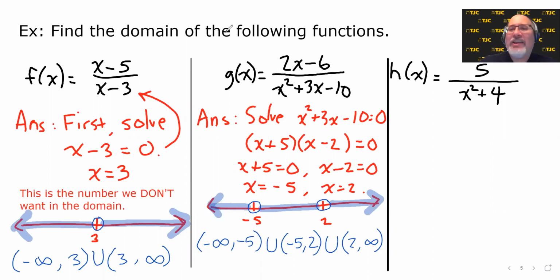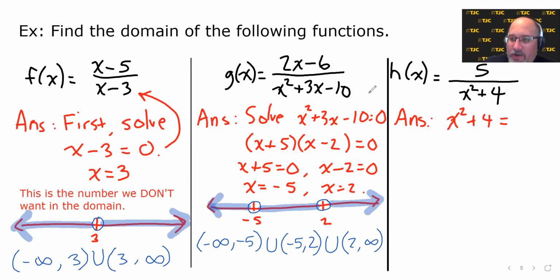All right, let's take a look at this last one before we move on to the next domain issue. H of x equals 5 over x squared plus 4. Well, it's a rational function, one polynomial over another. And yes, a number like 5 by itself is considered to be a polynomial. And so we're going to find the domain by solving the denominator equal to 0. So let's set x squared plus 4 is equal to 0.